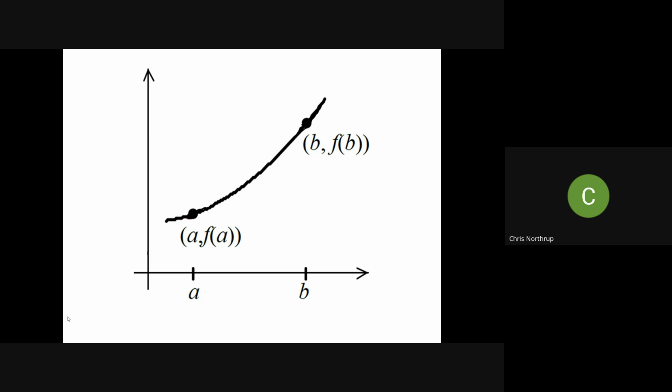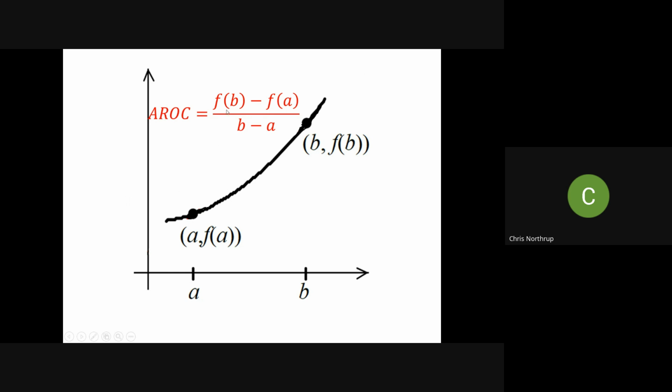So if I take a look at this really fancy graph I have, I've got 2 points on my graph, a comma f of a, b comma f of b. And if I want to define the average rate of change, how that function changes over that interval, I need to know what a and b are, then I could find the y values for my function. So we call this AROC, average rate of change.